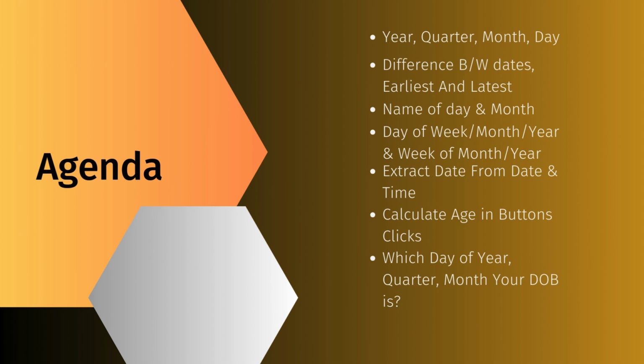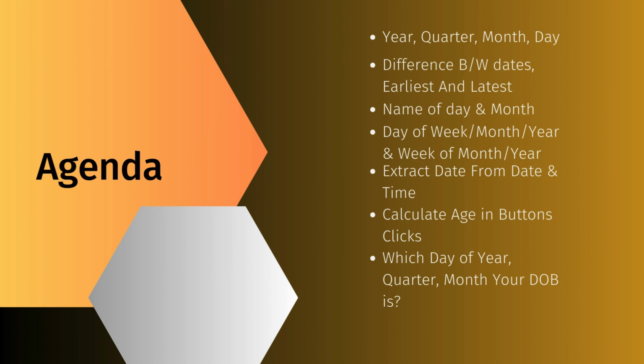We will also see, and this is very interesting, how to calculate your age in just 2 button clicks. How many years old are you right now? We can see it using just 2 button clicks, with no need to write any function. If you are using Excel, you might have used a date difference function, but here there is no need to write that.